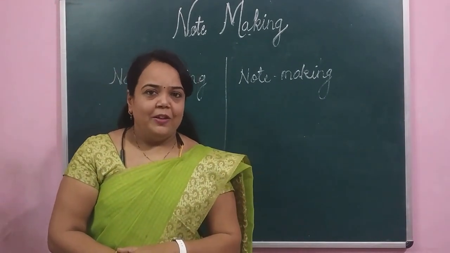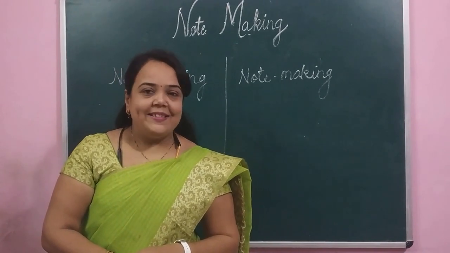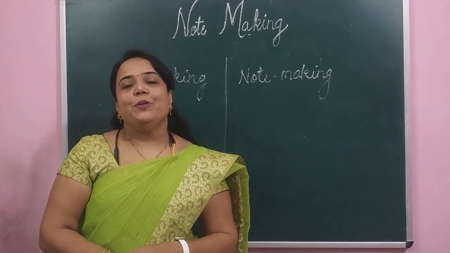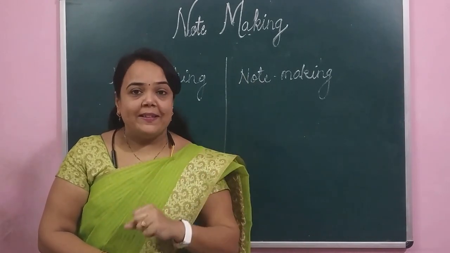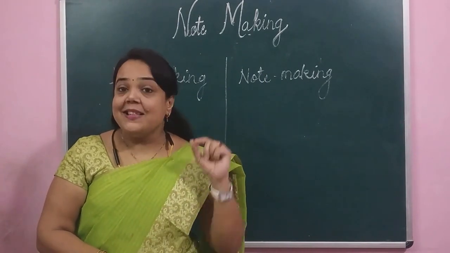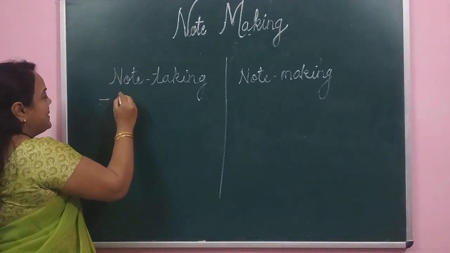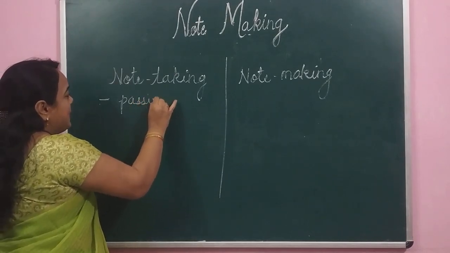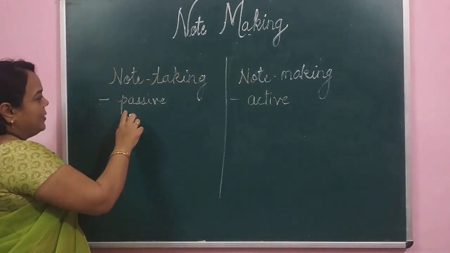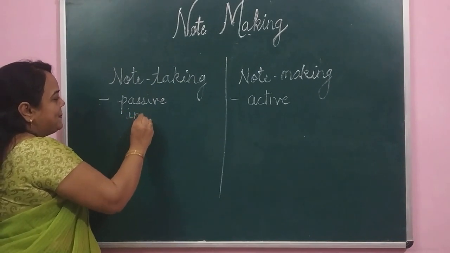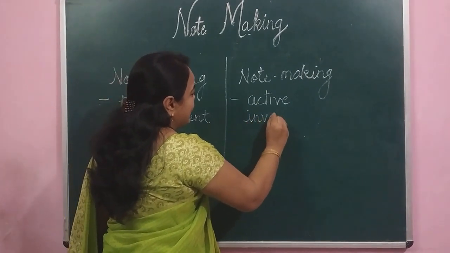But if you see it clearly, what is note taking? Note taking can be done from a book, from a speech, from a lecture. Whenever you are listening to someone during a speech or lecture, you jot down the important aspects discussed by them. So that is taking down the notes. Here the activity is passive. But in note making, the involvement is active.